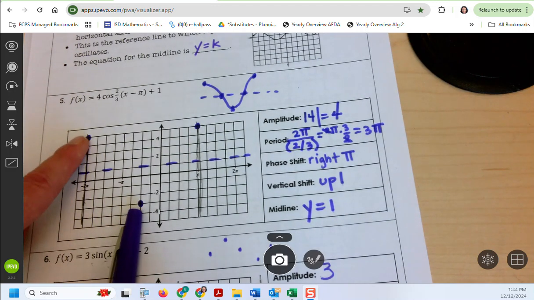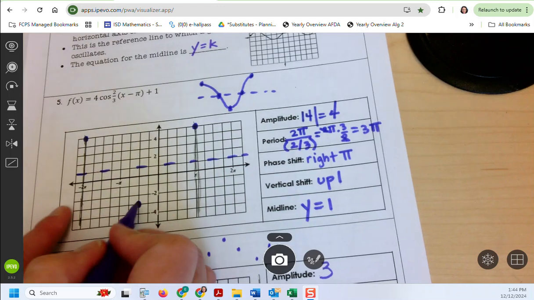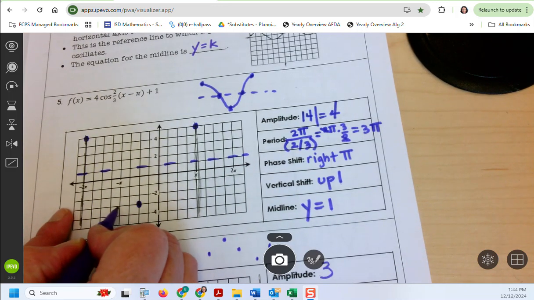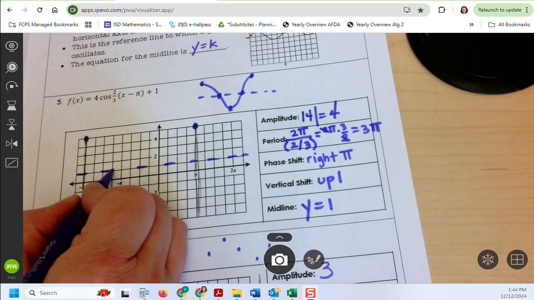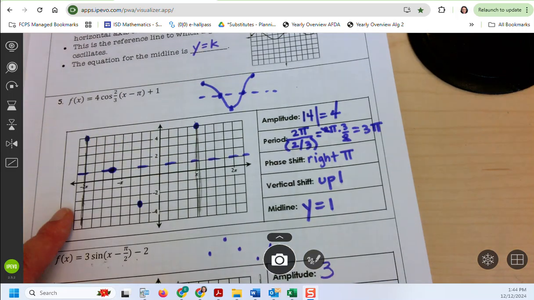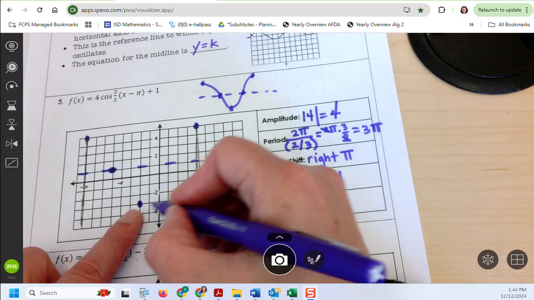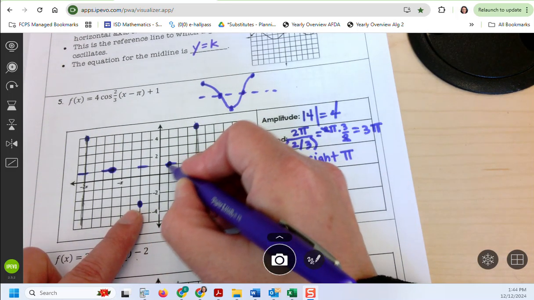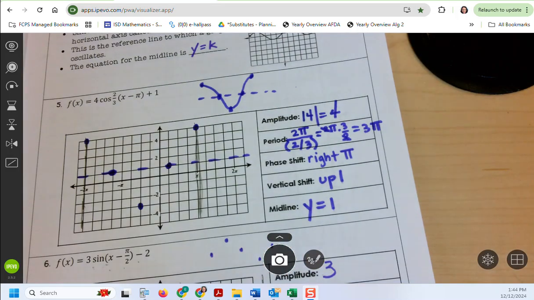Then between these two, I need to find halfway between these two, so it's going to be 3 boxes, 1, 2, 3, and I should be on the midline. And then between these two, I count 1, 2, 3 boxes, and I'm on the midline. So notice that they're evenly spaced horizontally.